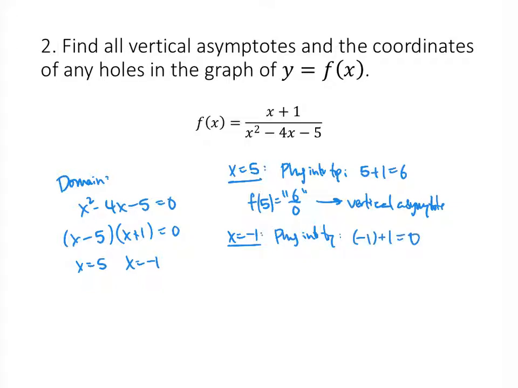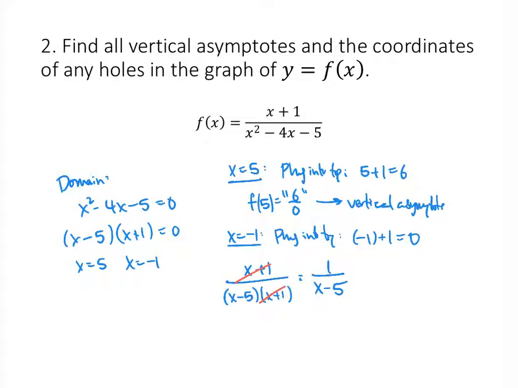Now that means that we might have a hole. It's not a guarantee that this gives us a hole for sure at that point. It just means that there's a potential hole. So how do we find out whether we actually have a hole? Well, what we want to do is reduce the fraction if we can. So we have x plus 1 on the top, and on the bottom we have x minus 5 times x plus 1. That's our factored form that we got from finding the domain. And we see that indeed we can reduce this, and when we reduce this we get 1 over x minus 5.